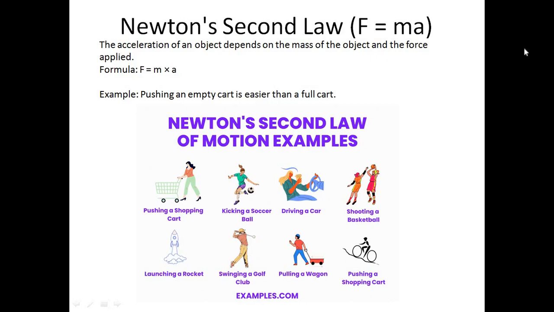If the trolley is empty and you apply the same force, then it will move in the forward direction. In a similar way, there are certain examples I mentioned here: pushing a shopping cart. If it is empty and you apply X amount of force, then it will move faster. If that trolley is full of mass and you apply the same force, then the speed of that trolley is less.